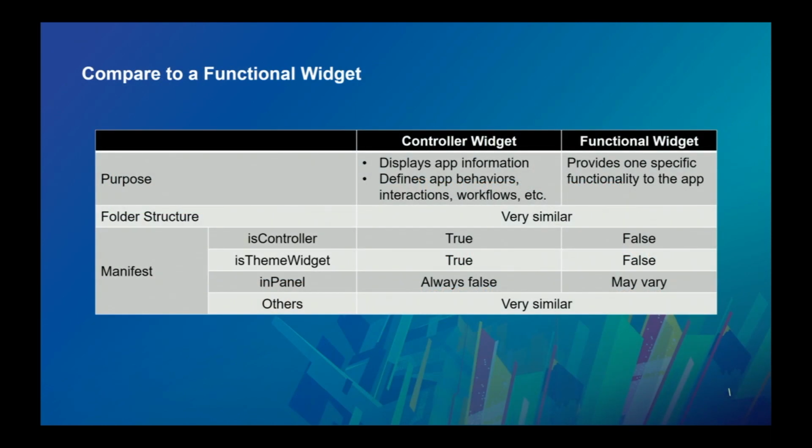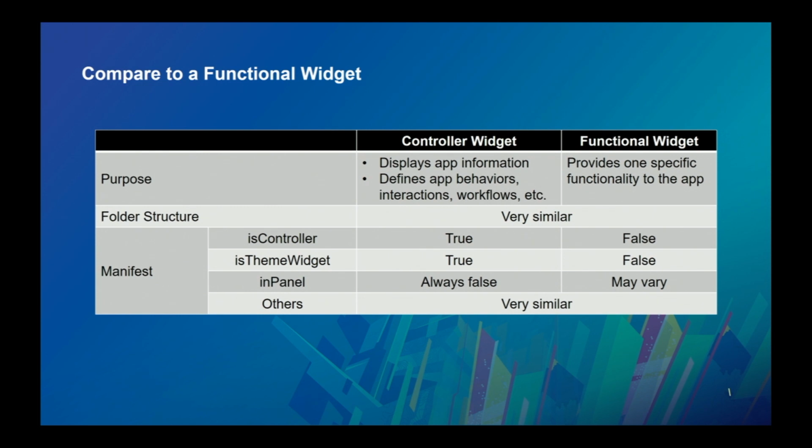Okay, so then you have comparing a functional widget versus a controller widget. The purpose of the controller widget is to display app information, behavior, how it interacts in workflows. The functional widget, like with Gavin's, was basically one specific functionality of the app. Perform Flickr search, show me image. Folder structures are very similar. It's the same folder structure with widgets and themes too.